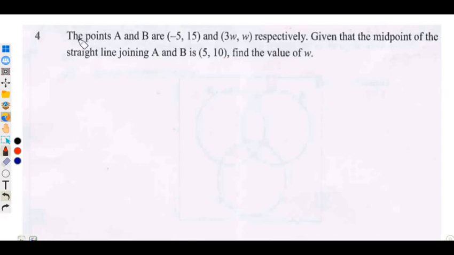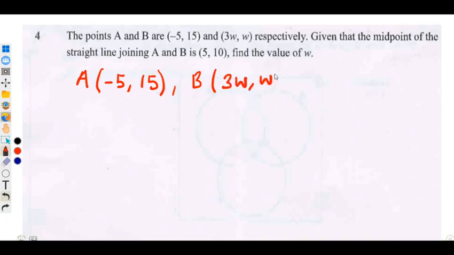Alright guys, we now come to our question 4. The points A and B are, so here we have been given the point for A, which is negative 5, 15. And we have been given the points for B, which is 3W, W. So these are the points. Given that the midpoint of the straight line joining A and B is 5, 10, find the value of W.